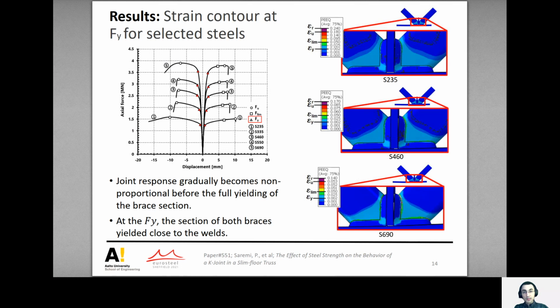The force displacement curves and the strain contours are used to compare the results at 3 load levels: the yield load, the limit load where the 5% strain is reached, and the ultimate load. The location of the yield load is marked by red triangles in the force displacement curves on the left. It shows that the joint response gradually becomes non-proportional before the full yielding of the brace cross-sections. The strain contours show that once the yield load is reached, the brace cross-sections yield close to the welds.